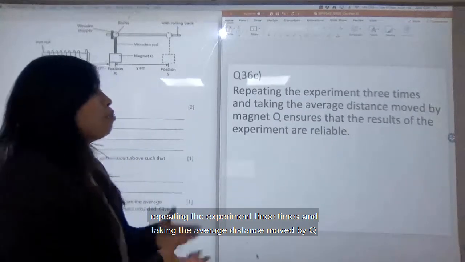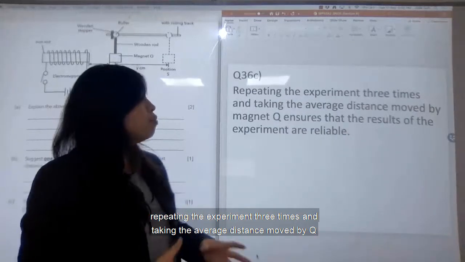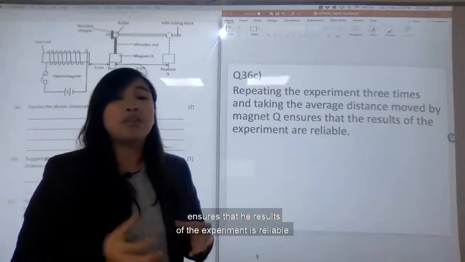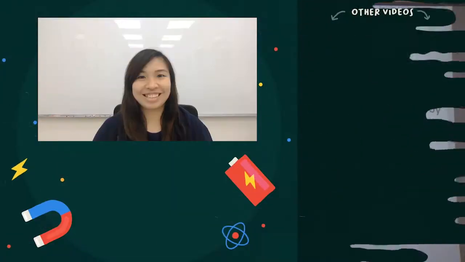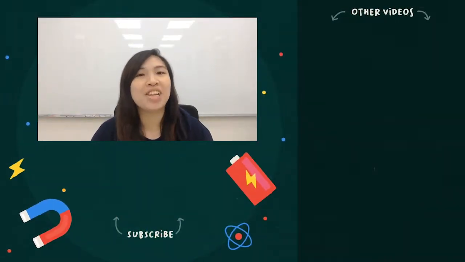Repeating the experiment 3 times and taking the average distance moved by Q ensures that the results of the experiment are reliable.